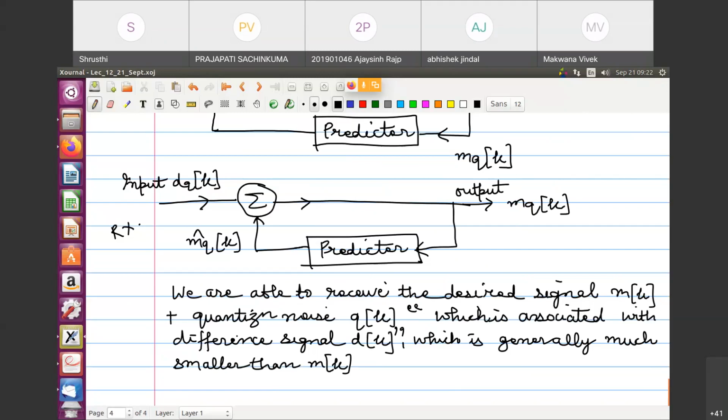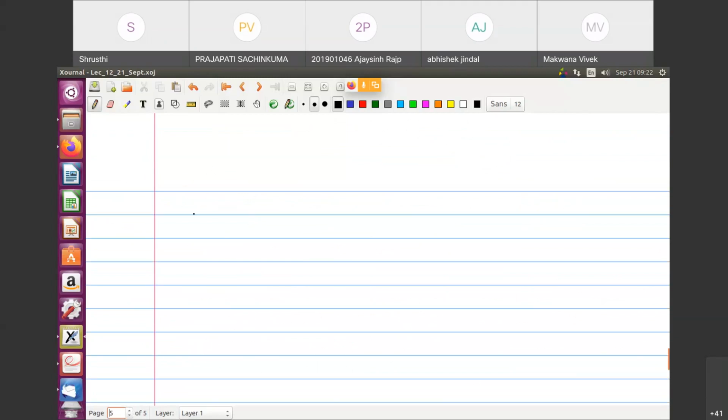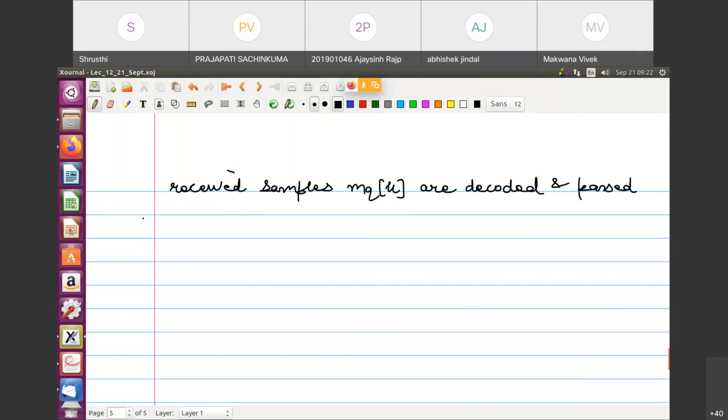Now finally what you will do is, so MQK आने के बाद आप इसको लो पास फिल्टर से पास कर देंगे ताकि आपका कंटिन्यूस टाइम सिग्नल वापस मिल जाए. So received samples MQK are decoded. So first you will decode, obviously, and passed through a low pass filter for D to A conversion.